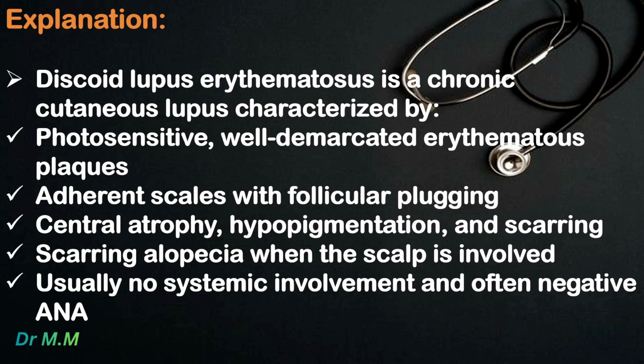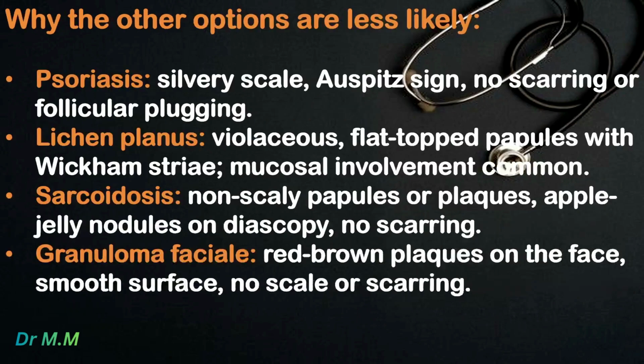Explanation: Discoid Lupus Erythematosus is a chronic cutaneous lupus characterized by photosensitive, well-demarcated erythematous plaques, adherent scales with follicular plaquing, central atrophy, hypopigmentation, and scarring. Scarring alopecia is present when the scalp is involved, and there is usually no systemic involvement and often a negative ANA.